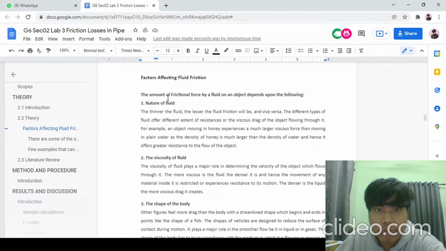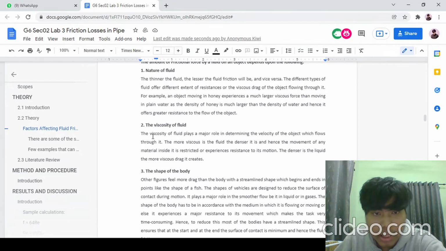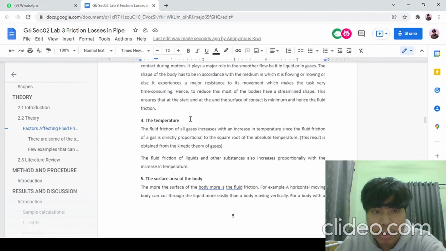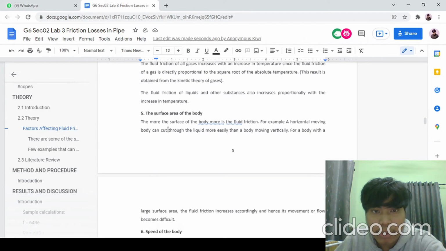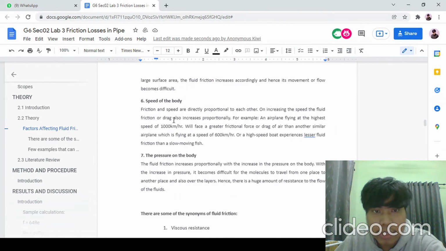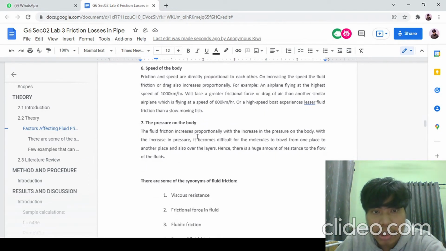And next we go to factors affecting fluid friction. The first one is nature of fluid, the second one is the viscosity of fluid, the third is the shape of the body, the fourth is the temperature, the fifth is the surface area of the body, the sixth is the speed of the body, and the last one is the pressure of the body.